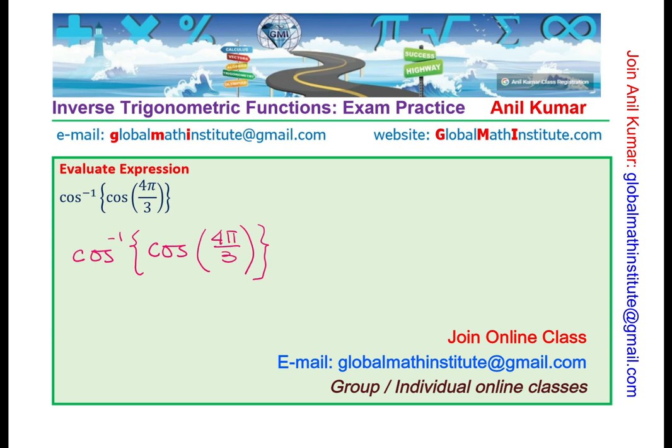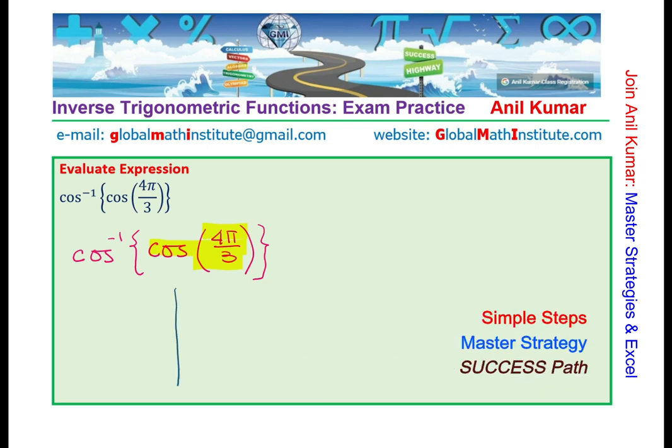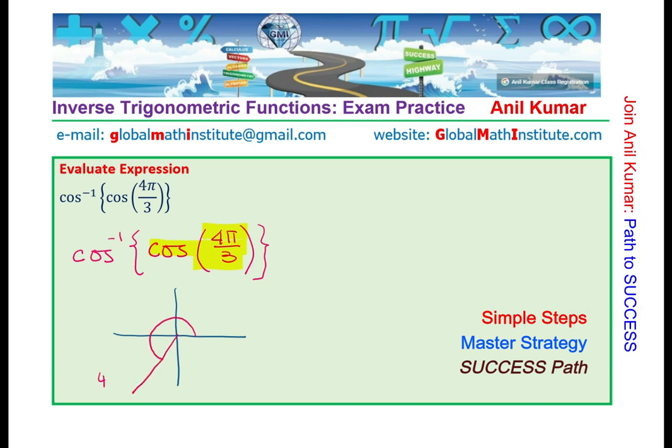Perfect. So in any composite function, we should always begin with the inside function. Let's analyze what cos 4 pi by 3 is. Here we have our quadrant. 4 pi by 3 means that you are in quadrant 3, correct? So that is 4 pi by 3.